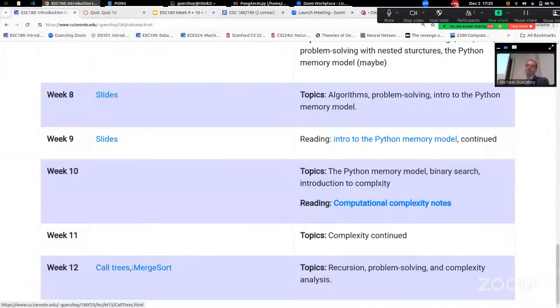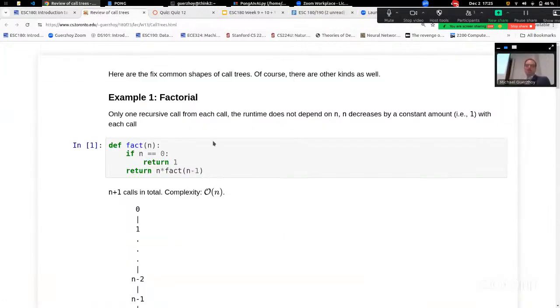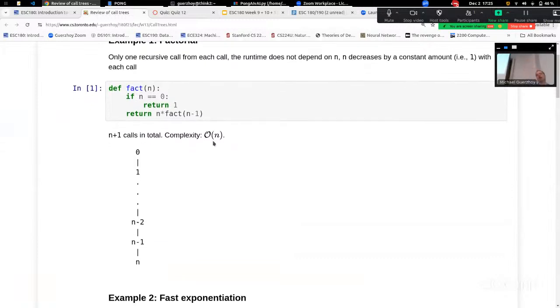But first, I want to review complexity of recursive functions. This is in the notes linked from the calendar. So this is the kind of thing that we've done up to now. If you have a factorial function, assuming that every call, meaning every computation like this, takes the same amount of time, what do you need to know about the complexity? You just need to know how many calls there were.